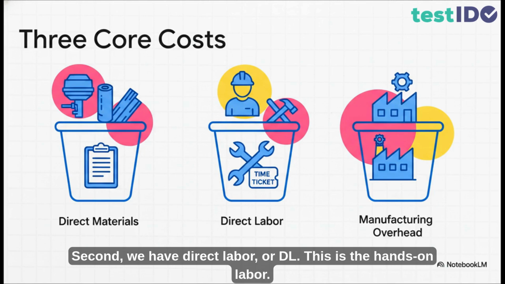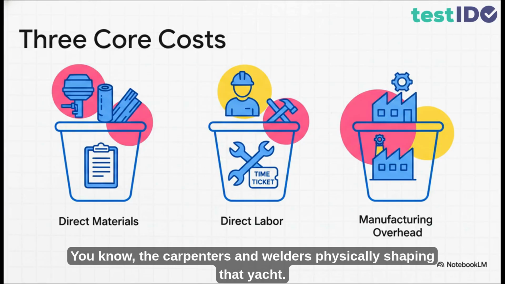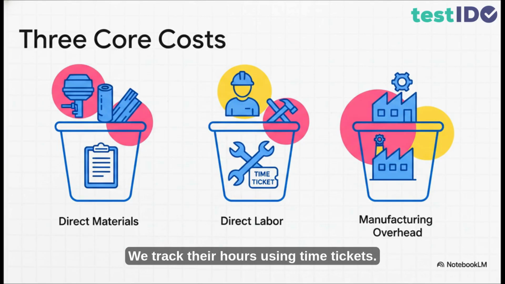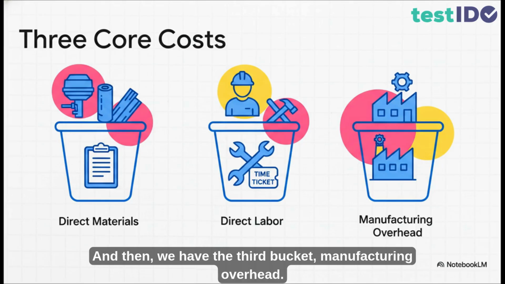Second, we have direct labor, or DL. This is the hands-on labor. You know, the carpenters and welders physically shaping that yacht. We track their hours using time tickets. And then we have the third bucket, manufacturing overhead.